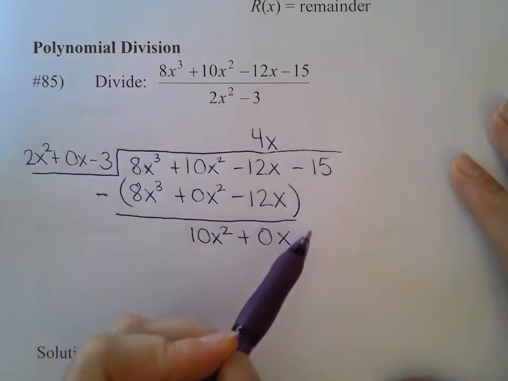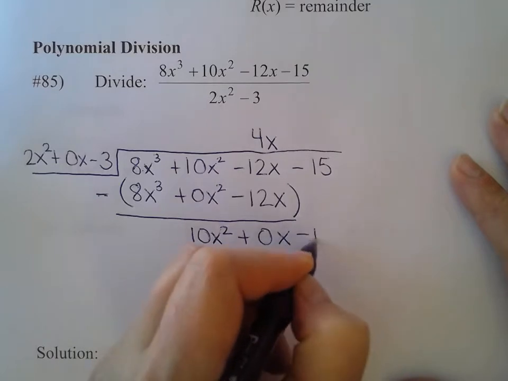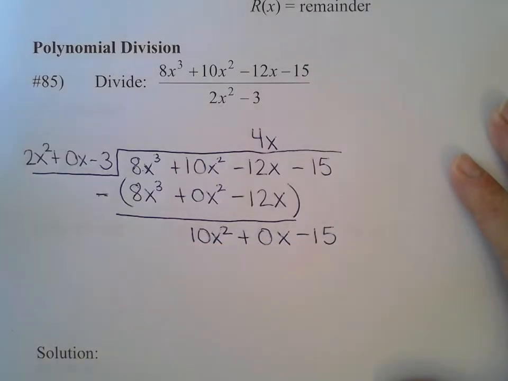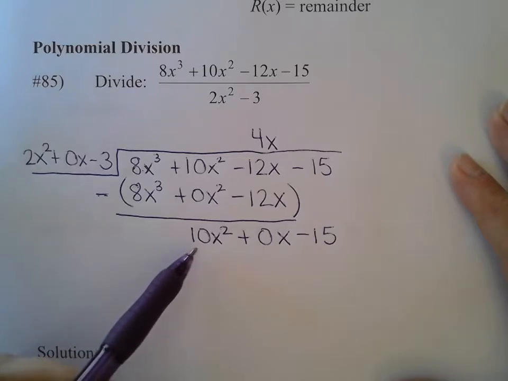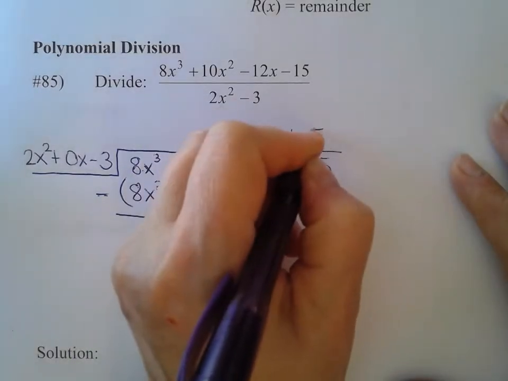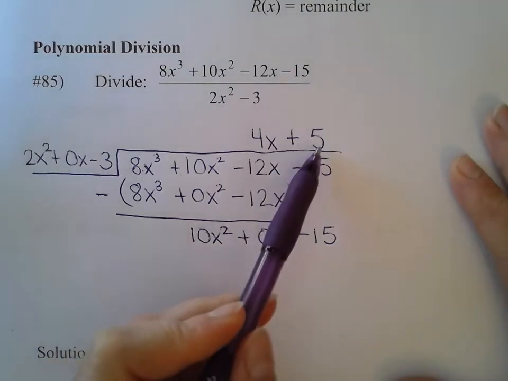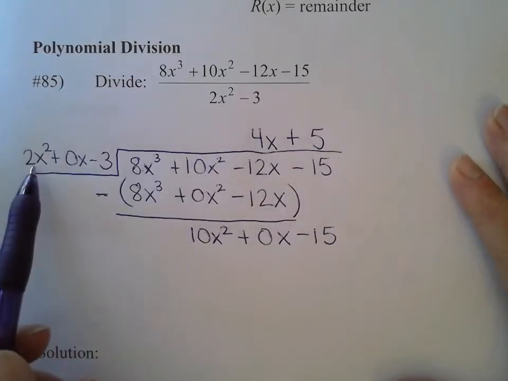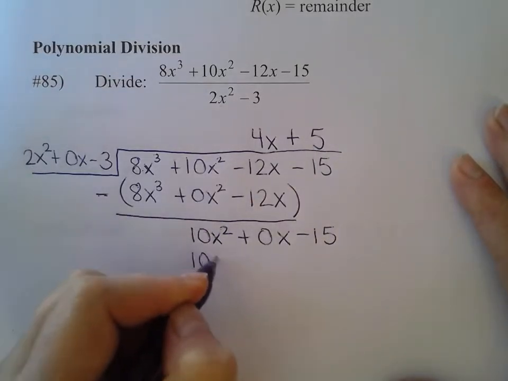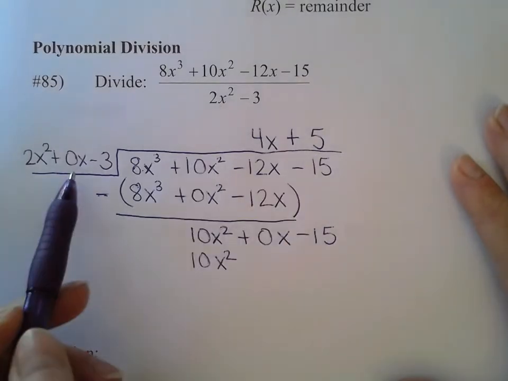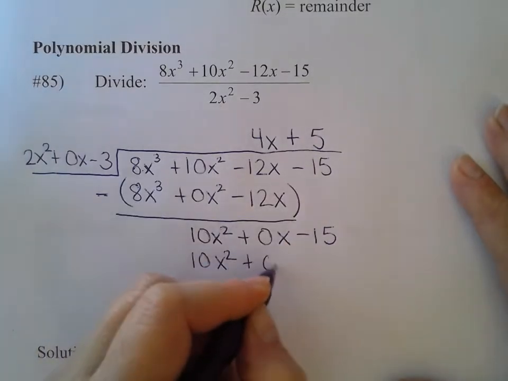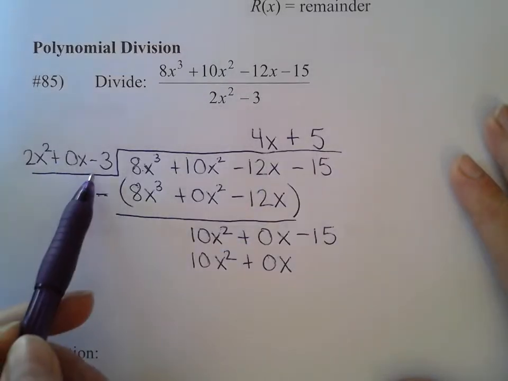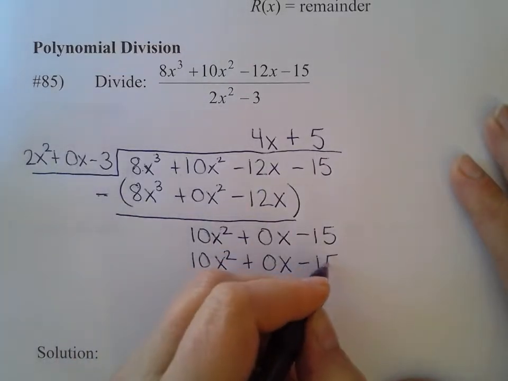Then we're going to bring down the next term, just like we would bring down the next digit in standard long division. Then we do that whole process again. 2x squared multiplied by what is going to give us 10x squared? That would be a 5. So now we multiply 5 times everything out here, times the divisor. 5 times 2x squared would be 10x squared. 5 times 0x would be 0x. And 5 times negative 3 would be negative 15.